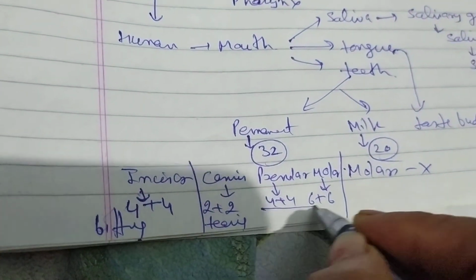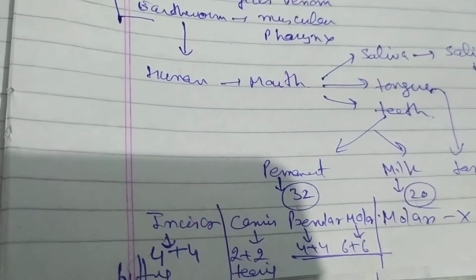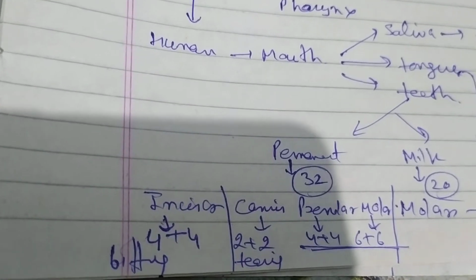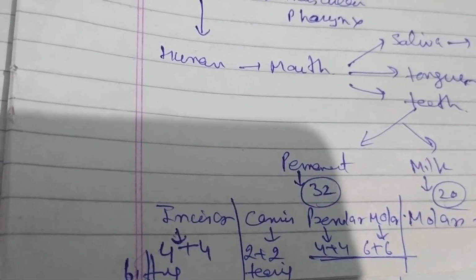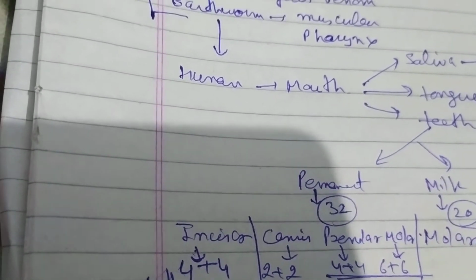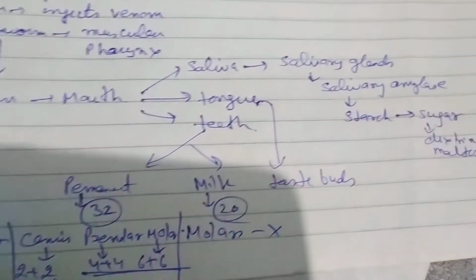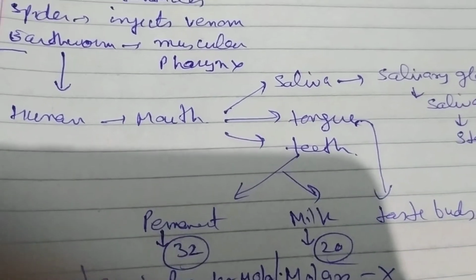So they both are used for grinding and crushing the food. So these are the different types on the basis of function. There are 4 types of teeth. Teeth are very important to our body. We should take care of the teeth.